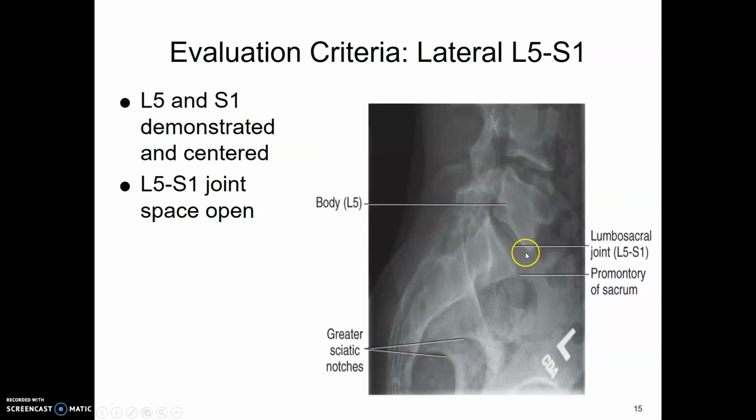What are you going to see? You want to see a nice open space between L5 and S1. Is it open? Yes. If not, then you either don't need an angle or you need more angle.